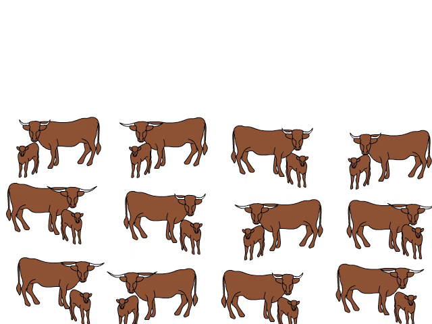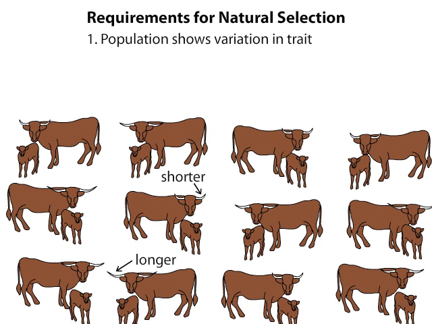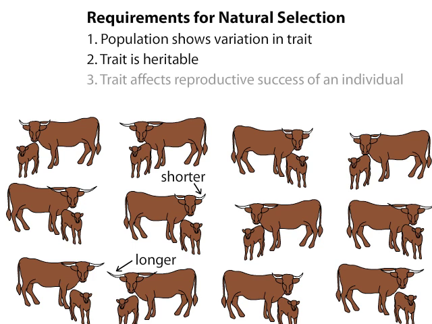For natural selection to occur, several requirements must be met for any particular trait. First, the population must show variation in the trait of interest, in this case, horn length. Some of the cattle had short horns, while others had longer horns. Second, the trait must be heritable, able to be passed on from parent to offspring, a property that is true of horn length. Third, the trait must affect the reproductive success of the individuals in the population.